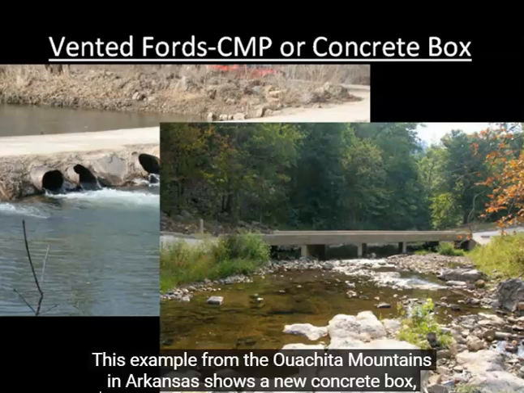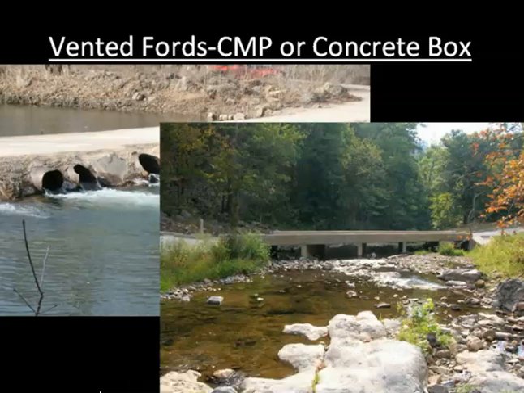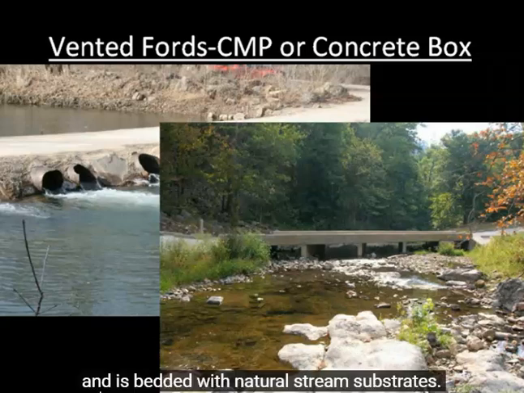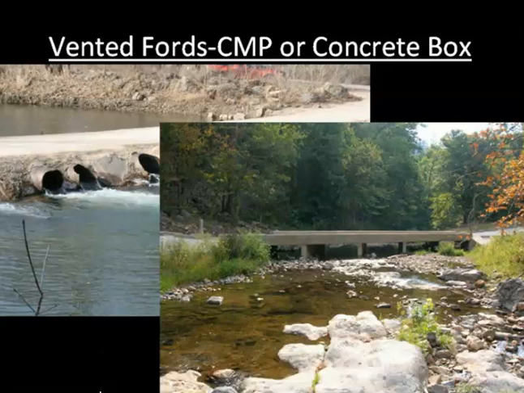This example from the Ouachita Mountains in Arkansas shows a new concrete box high VAR ford that maximizes the channel area across the section and is bedded with natural stream substrates. Both passage and stream continuity are largely preserved in a crossing like this.